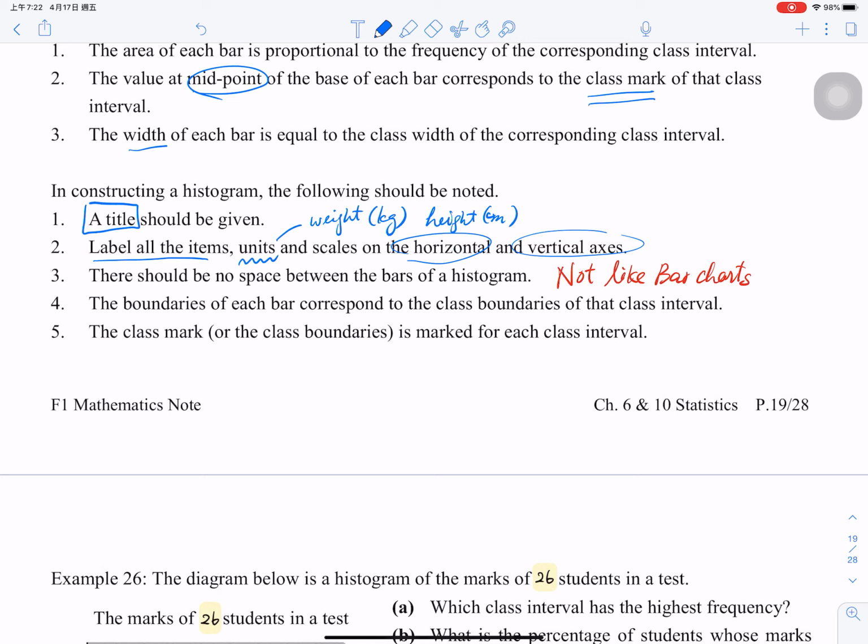Going on, number 3. There should be no space between the bars of a histogram. Okay, need to pay attention. So this one is not like a bar chart. Bar charts, you know that is this one, right? This one is a bar chart.